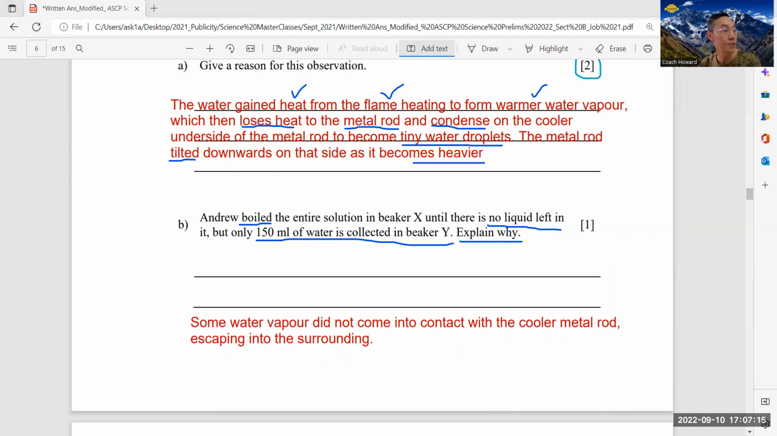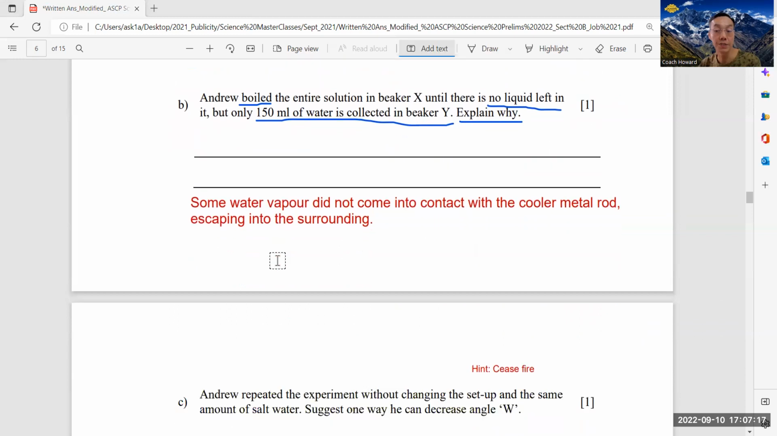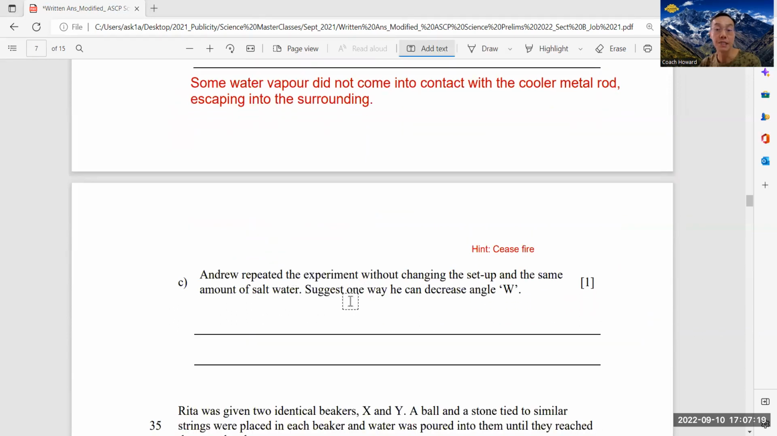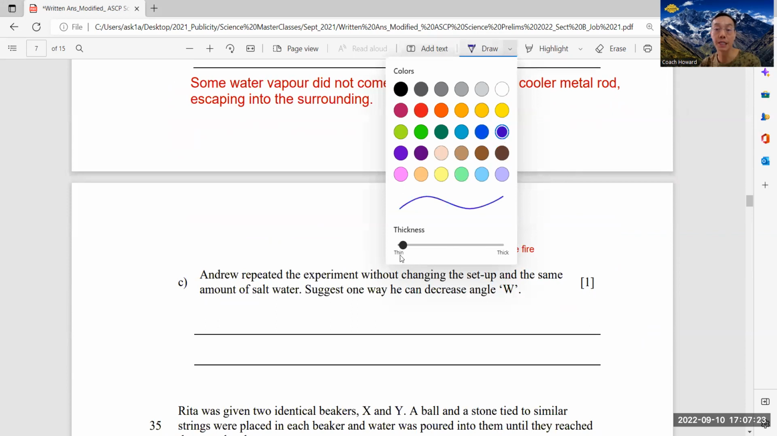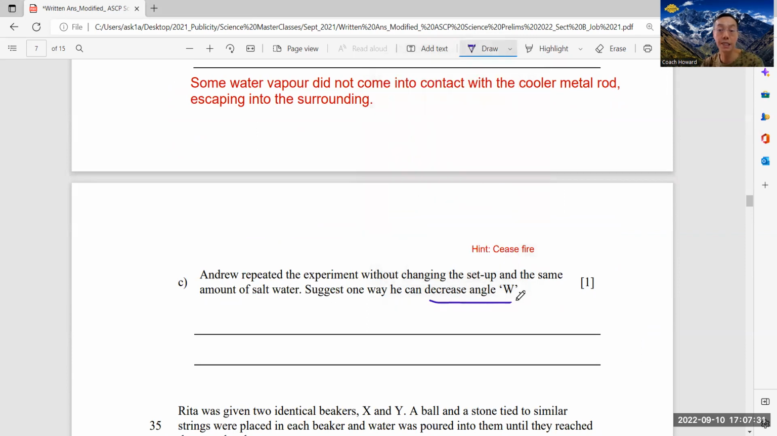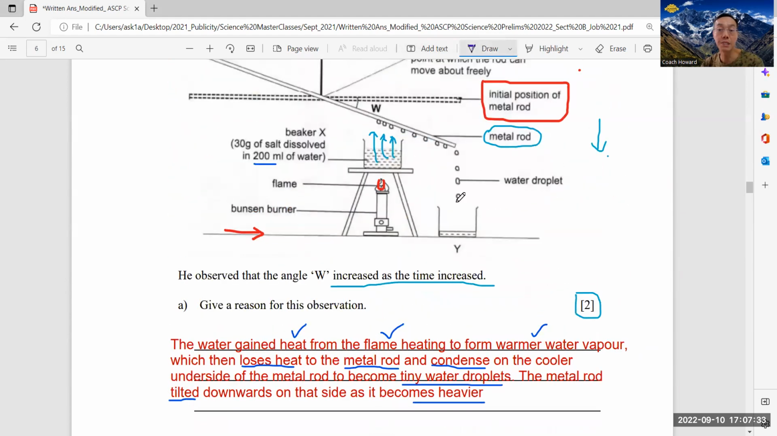Okay, next question. You do take note. They say suggest one way. So again, this one does not require explanation. They say repeat the experiment without changing the setup and the amount of salt water. Suggest one way he can decrease angle W. So to decrease this angle W, that means I do not want as much water droplet to condense.